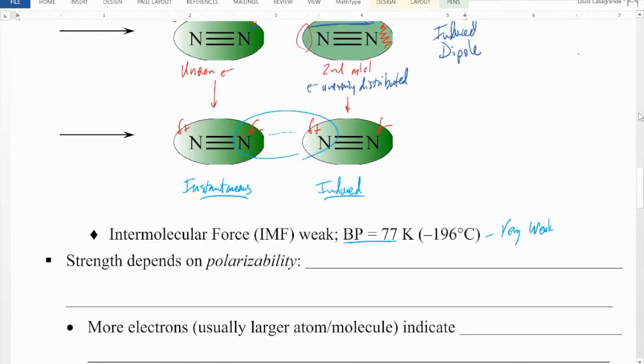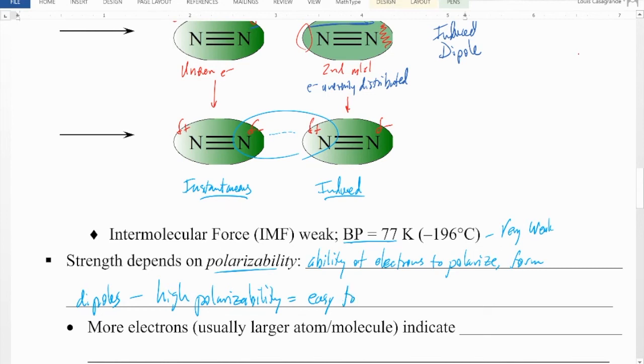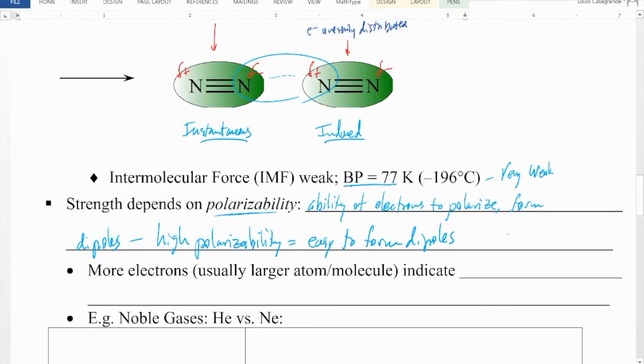Now, the strength of the attraction depends on something called polarizability. This is a fancy word, and all that it means is the ability of electrons to polarize or to form dipoles. So the easier it is to form a dipole, the more polarizable it is. High polarizability equals easy to form dipoles. And this polarizability depends on how many electrons you have.